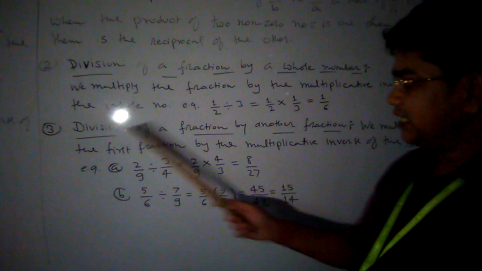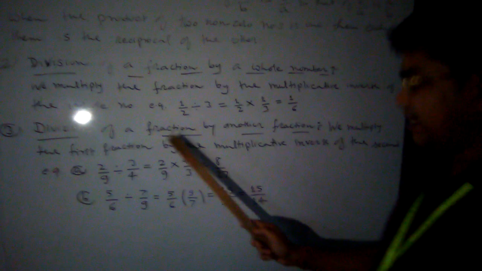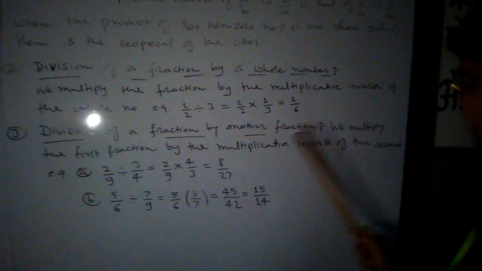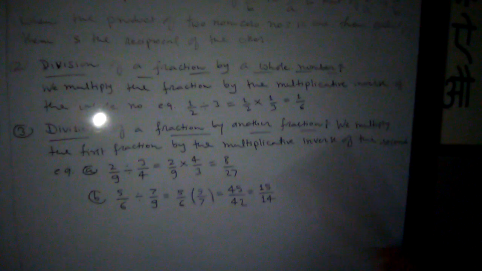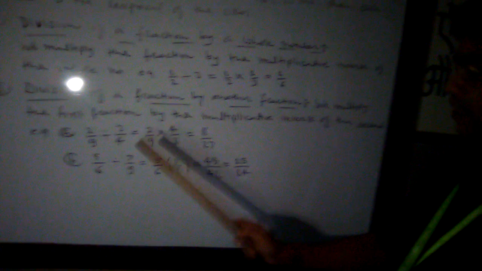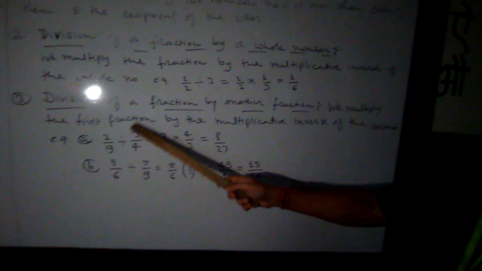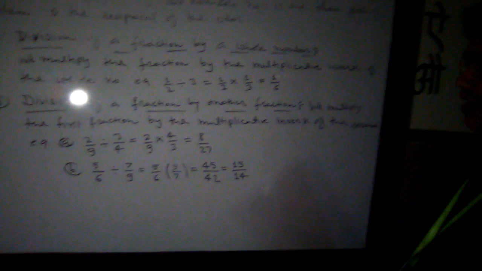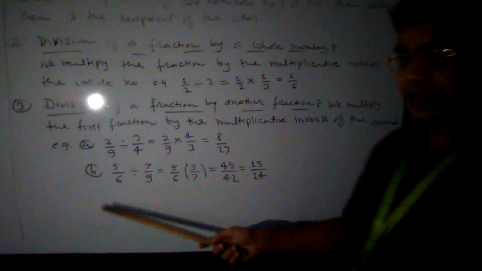Now come to the division of a fraction by another fraction. We multiply the first fraction by the multiplicative inverse of the second. I repeat, we multiply the first fraction by the multiplicative inverse of the second. Let us understand this through examples.